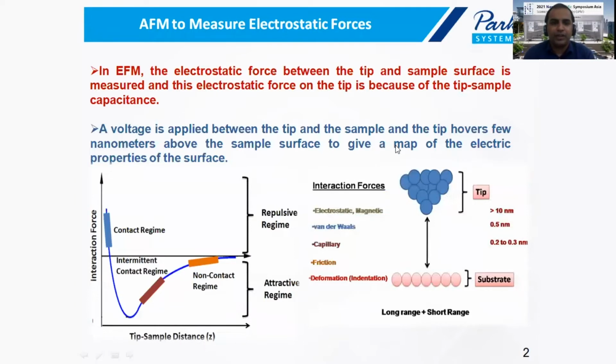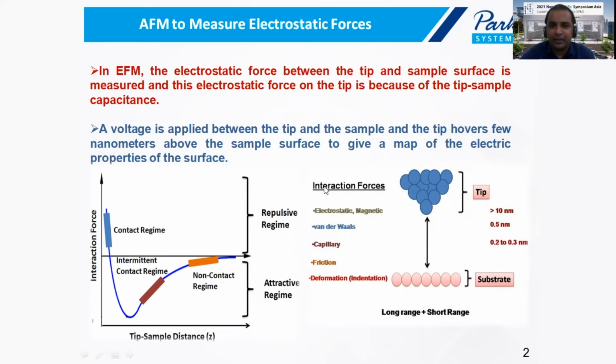In EFM, the electrostatic force between the tip and the sample is measured, and this electrostatic force on the tip is because of the tip-sample capacitance. Generally, a voltage is applied between the tip and the sample, and the tip hovers a few nanometers above the sample surface to give you a map of the electric properties of the sample surface.